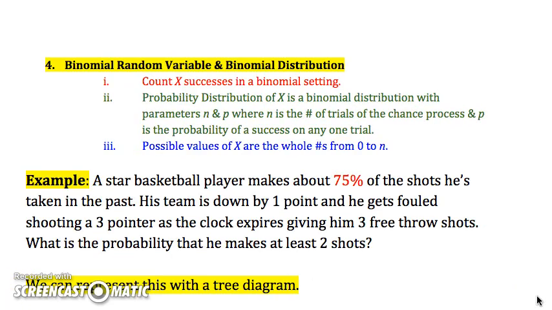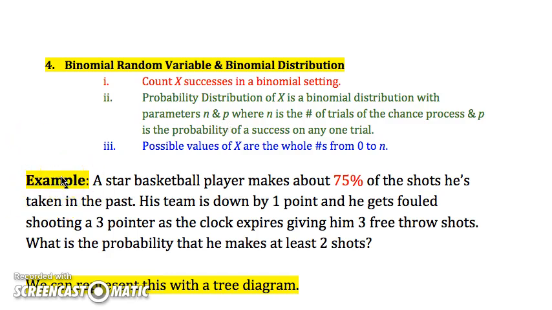Now I want to give you a more detailed example of a binomial setting, and how we could use these calculations, and what we're really talking about. We're counting X, the number of successes in a binomial setting, and our probability distribution of X would be binomial. n is the number of trials, p is the probability of success. We'll use the letter k to represent the number of successes we're interested in when we use the calculator. And here's a setting where we could use this.